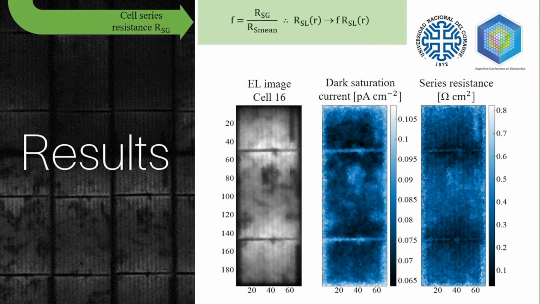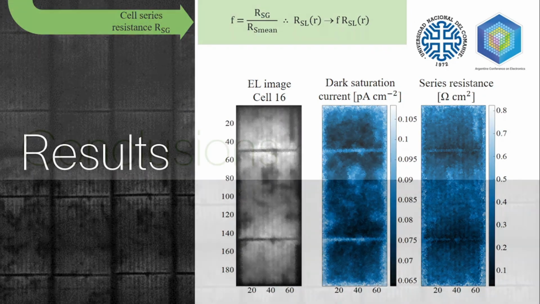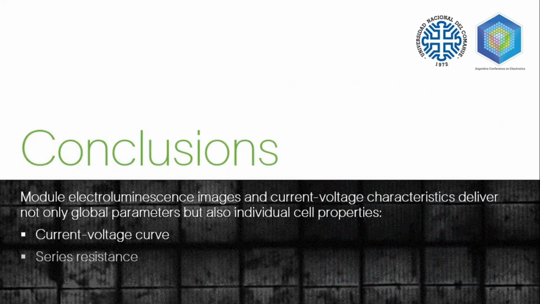Generated maps provide quantitative data on local variations of these parameters for cell number 16. Displayed side by side, the maps distinguish contrasts due to variations in the dark saturation current density as well as series resistance. The combination of module electroluminescence imaging and current voltage characteristics delivers not only global module parameters but also individual cell properties, in this case current voltage curves and series resistance values.